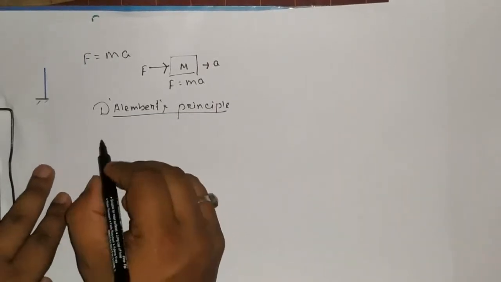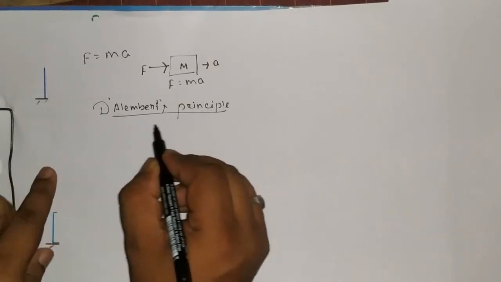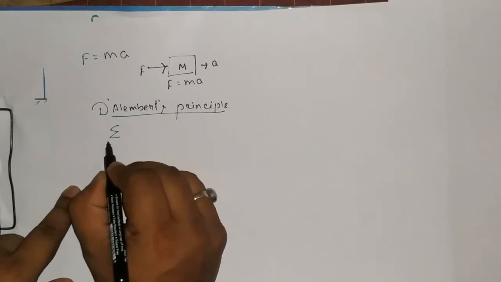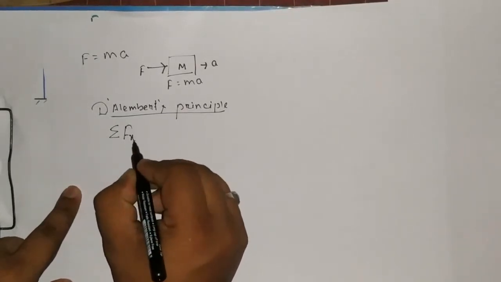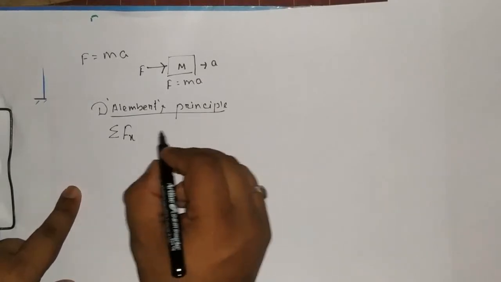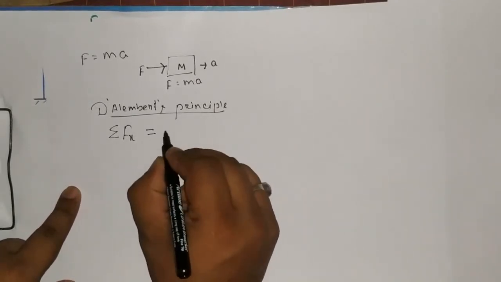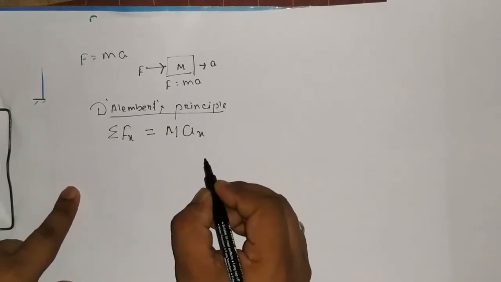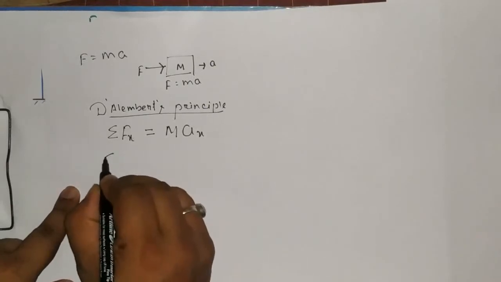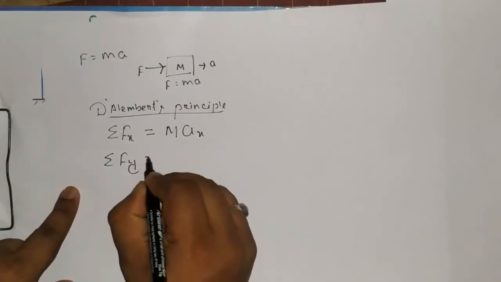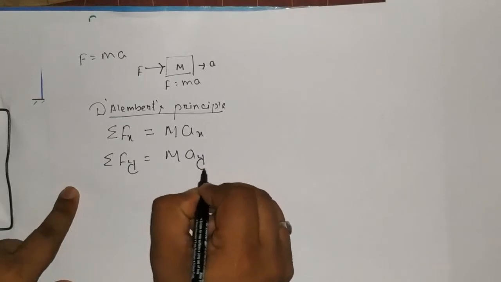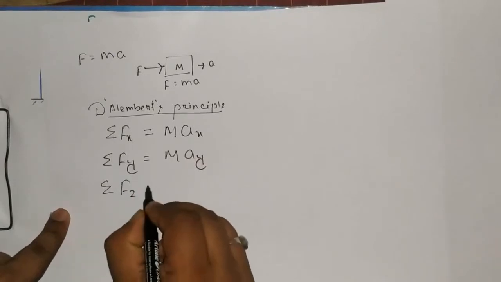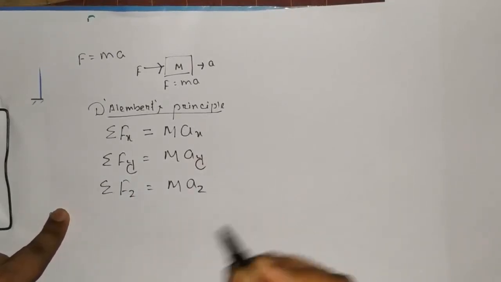What he told, that net force acting along x-axis, how he wrote, summation. This symbol is what? Summation of Fx. Suppose F1x plus F2x plus F3x plus F4x, like that, is equal to mass of the body times acceleration along x-axis. Similarly, summation of Fy, he told it is nothing but m ay, acceleration along y-axis. Summation of Fz is nothing but equal to m az.